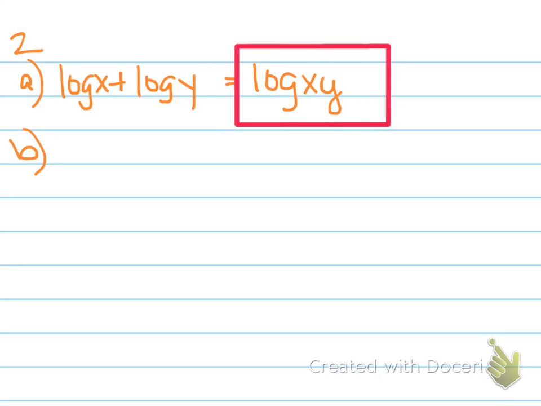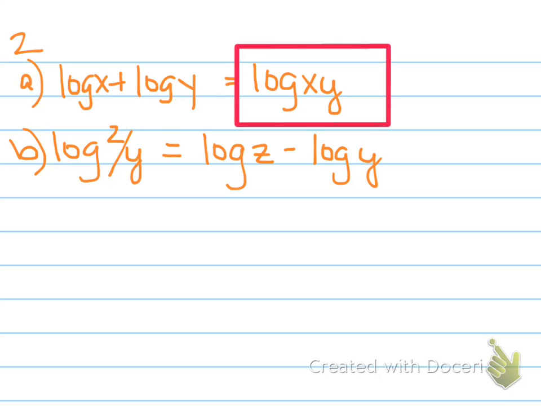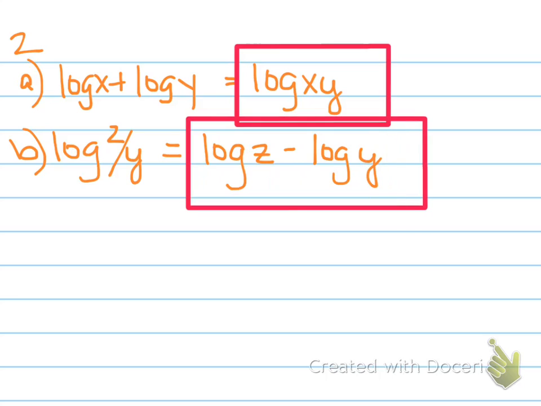B says log z over y. So when we divide, we know we must have originally had subtraction, so this should be log of z minus the log of y. There's our answer for B.